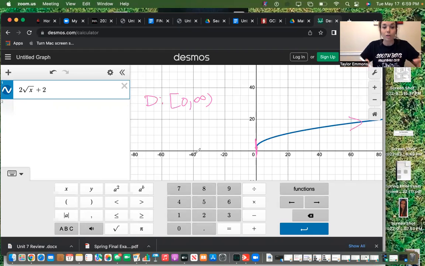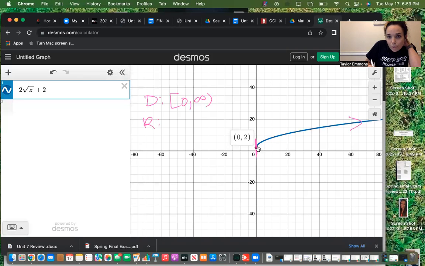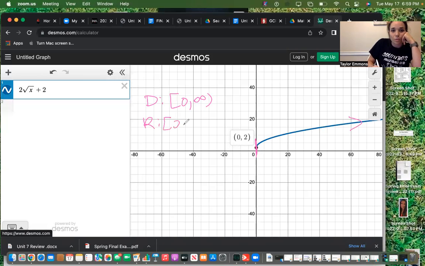For my range, what's my lowest Y value? Okay, well, looking at this point right here, my lowest Y is 2. There's nothing that's below it, right? So this is going to be 2 to positive infinity.